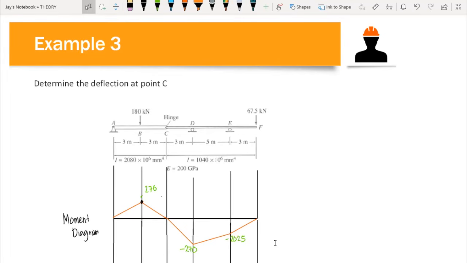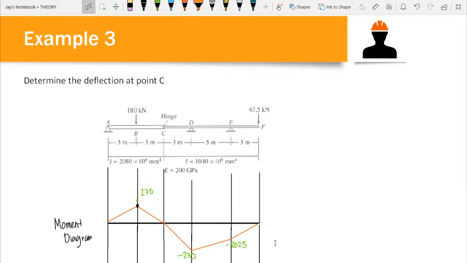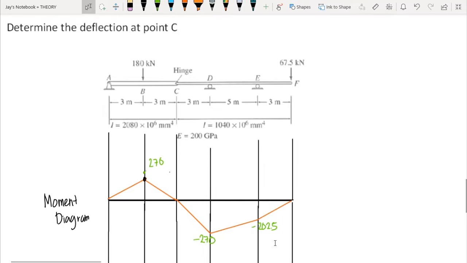And we have this example number 3. In example number 3, we are asked to determine the deflection at point C. So this is the beam. We have 3 external supports and we have 1 internal support. We have 2 concentrated loads at point B and point F.